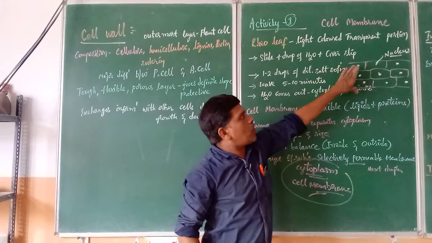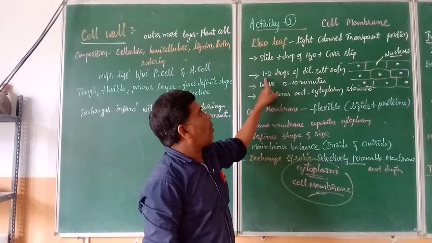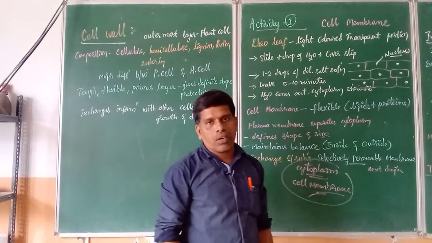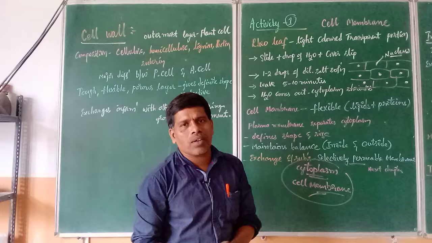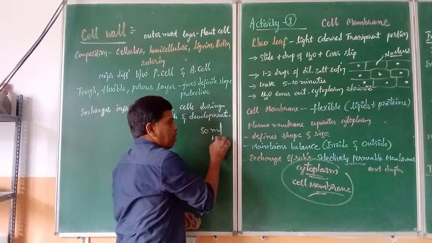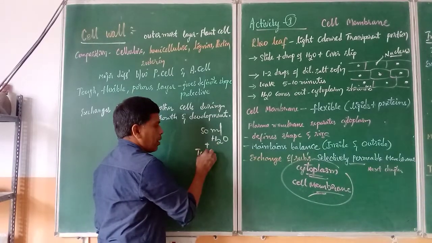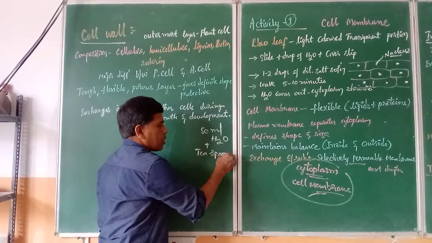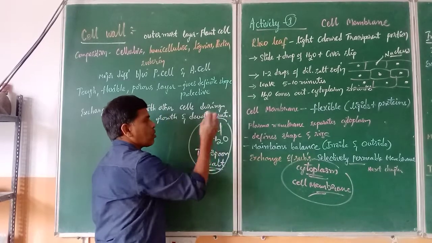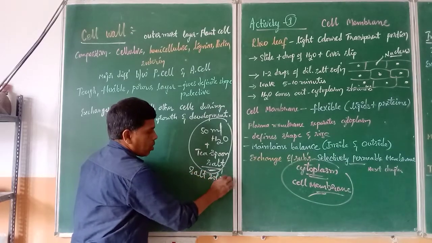Now after observing, remove that. Slowly remove the cover slip and now add 1-2 drops of dilute salt solution. What do you mean by dilute salt solution? Take 50 ml of water and add 1 teaspoon of salt to it. Dissolve 1 teaspoon of salt in it. Then it becomes what solution? It becomes a salt solution.